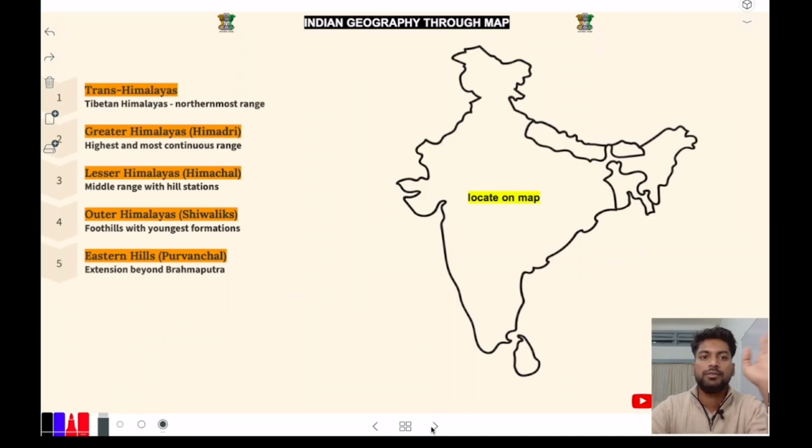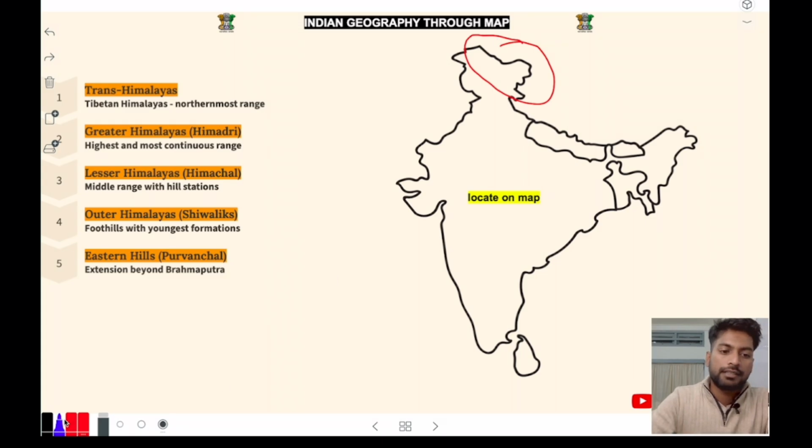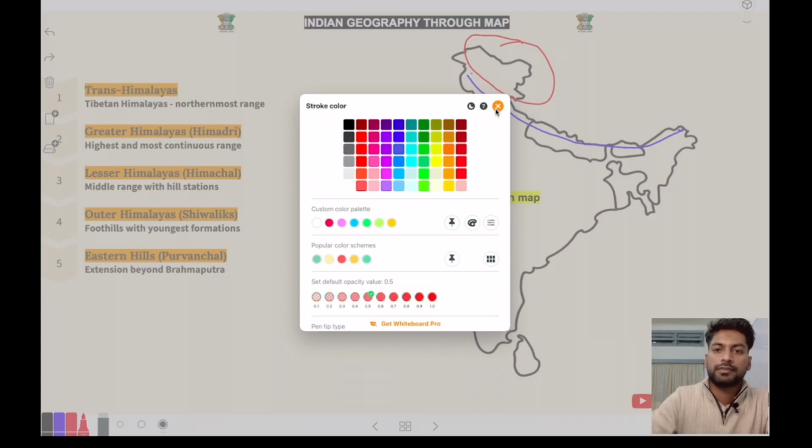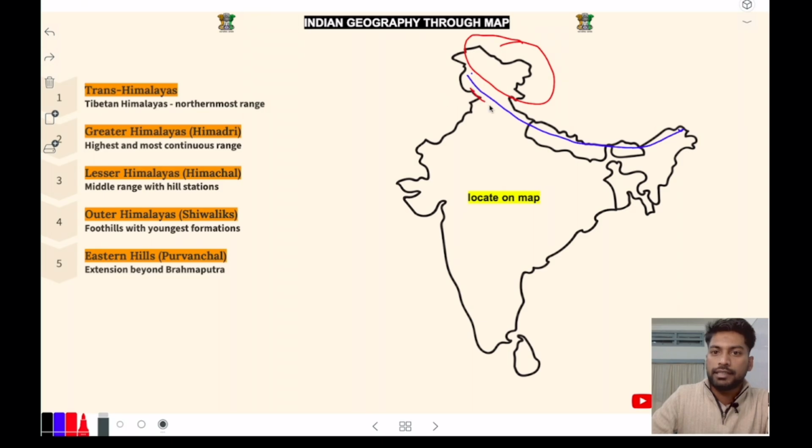Now see, I'll give you a full overview. This is your blank map. Now see, this place is your Trans Himalaya. After that, Greater Himalaya. It starts from here like this and goes till Arunachal Pradesh. Second, Lesser Himalaya. See, Lesser Himalaya will be this one. Not a continuous chain, that's why it will be uncontinuous chains like that.